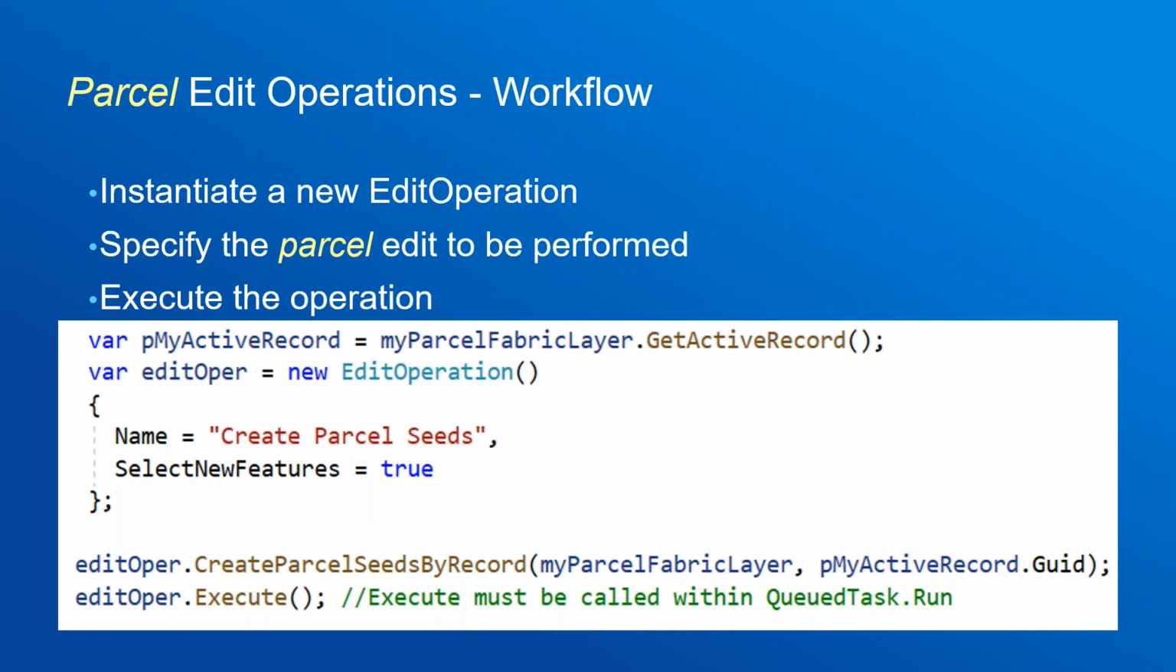And then we get down to the function where we're calling. It's just one of the new Parcel API functions, create parcel seeds by record, actually not new anymore. And you can see here that the function takes a parcel layer as a first parameter and the GUID value for the record object. That second parameter, the GUID there, means that only the closed loops of lines that are within that particular record will be used to create the seeds.